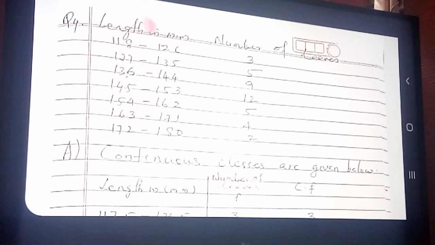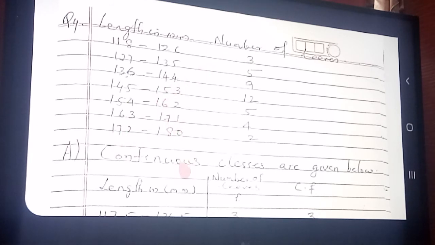How do we make the continuous frequency table? Listen here. So here 126 is the upper limit, here 127. What's the difference between them? 1. Here also, see, what's the difference? 1. Here all the differences are 1. Upper limit and lower limit difference is 1 only.